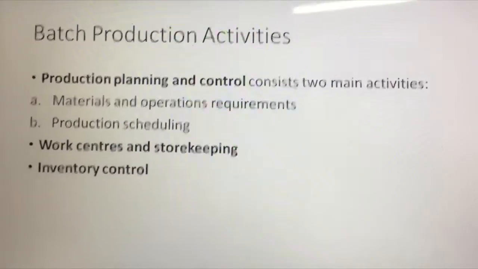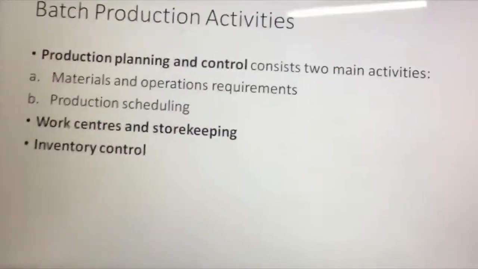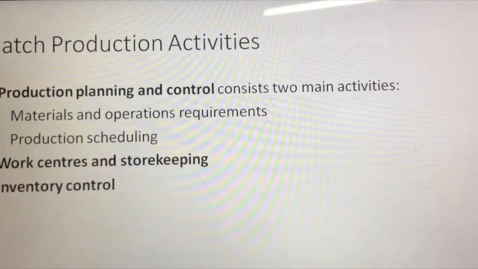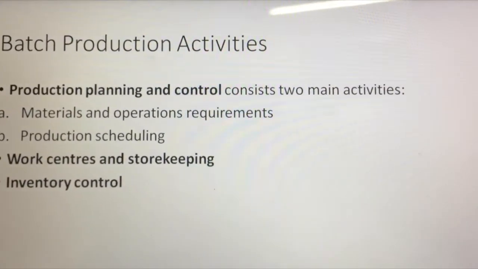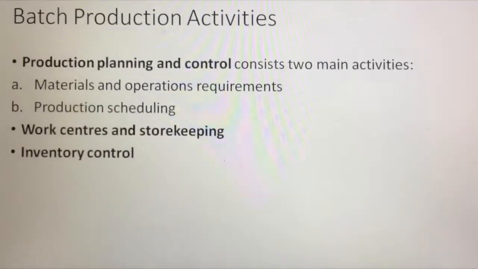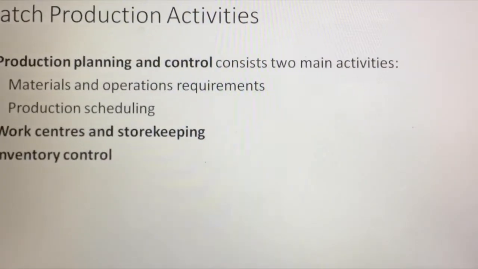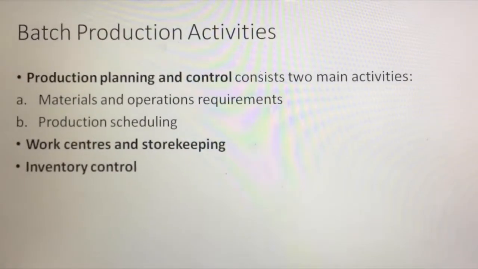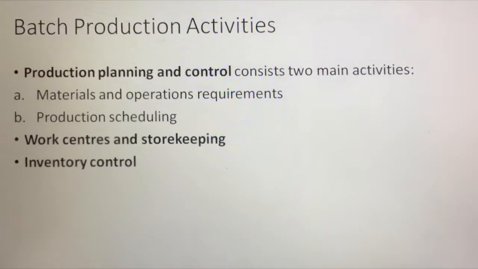The second batch production activities is work centers and stockkeeping. The actual production operations begin when workers obtain raw materials from stockkeeping in exchange for materials requisitions. These materials, as well as the machining and the labor required to manufacture the product, are applied in compliance with the work order. When the task is complete at a particular work center, the supervisor or other authorized person signs the move ticket, which authorizes the batch to proceed to the next work center.